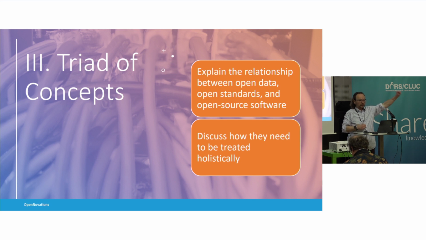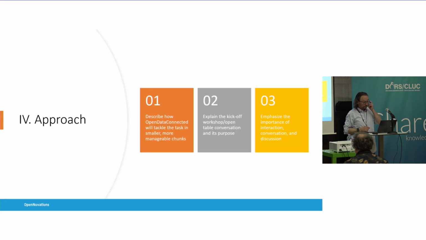You have open source software to publish open data, you have open standards, which actually are the formats in which open data is being published, and then you have the open data itself. And the best part about open data is you don't just have software that does stuff, you don't just have a standard that defines something, you actually have data that you can do something with. So this is what we went on to do with OpenDataConnected.